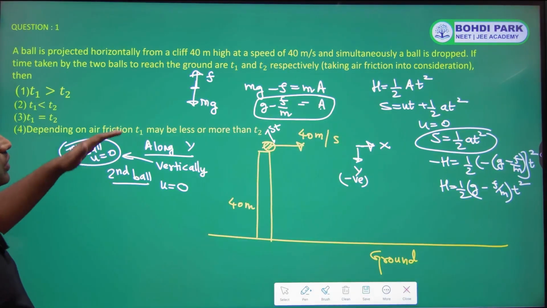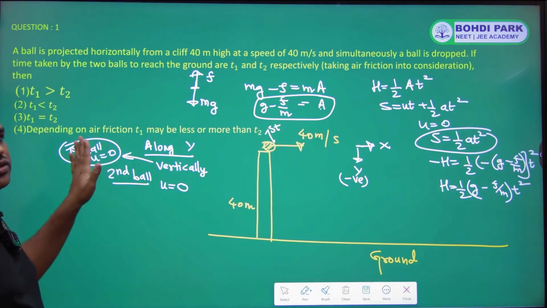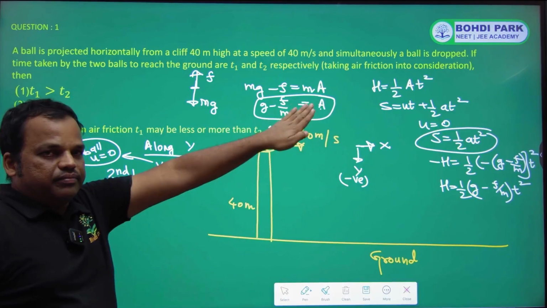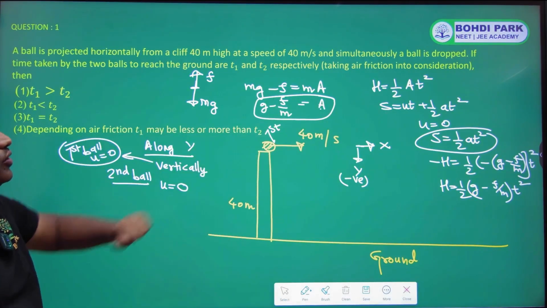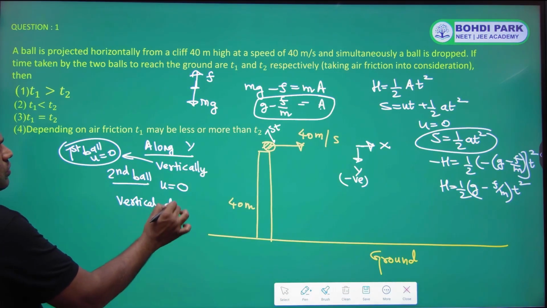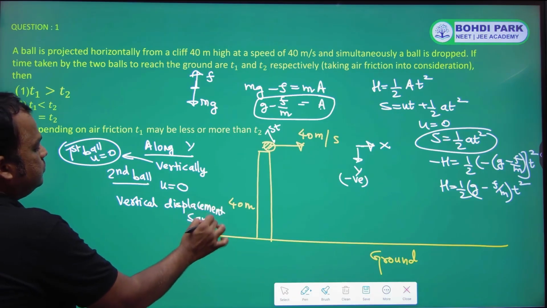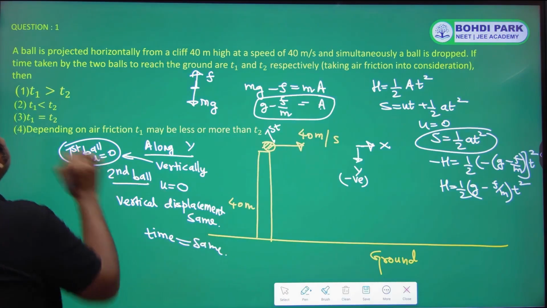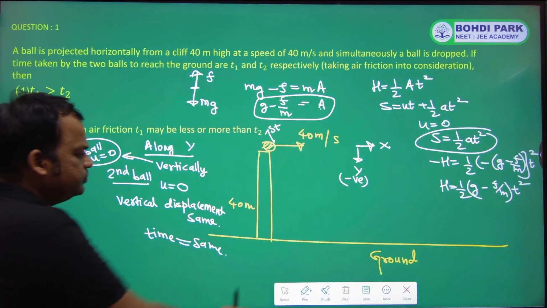For both the balls this time will be the same, because for both the balls the initial velocity is 0, the acceleration is the same, and the vertical displacement is also the same. So the time taken is also the same. So T1 is equal to T2. Done. Now the next question.